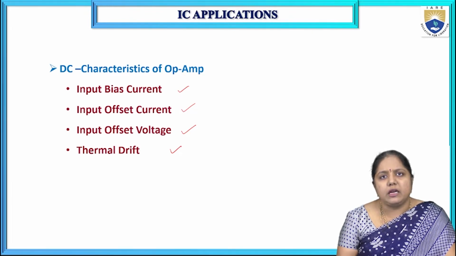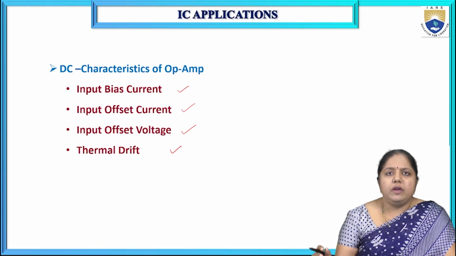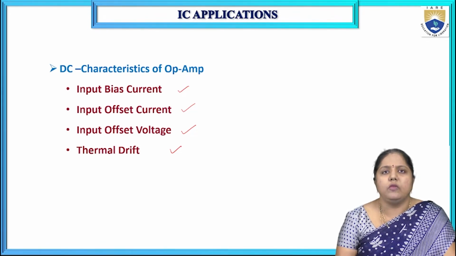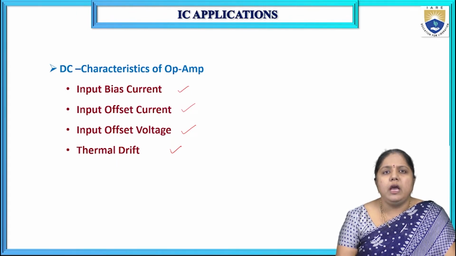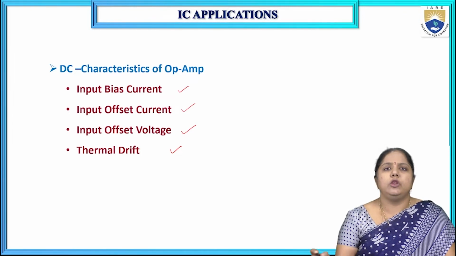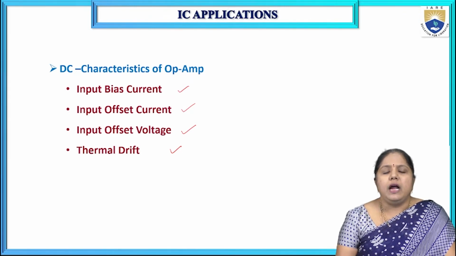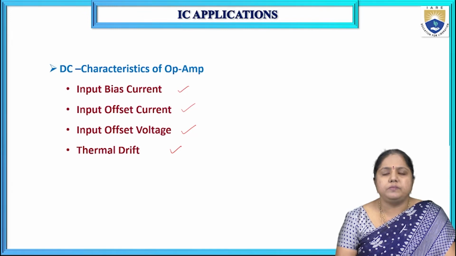Generally, DC characteristics means, under the DC supply voltage and in the absence of the AC input signal for the operational amplifier, the output voltage value should be 0 for the ideal operational amplifier.